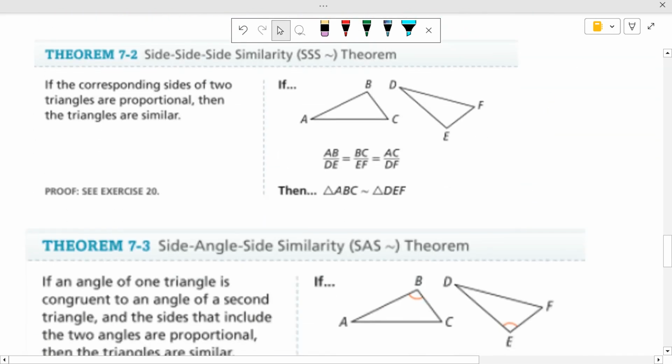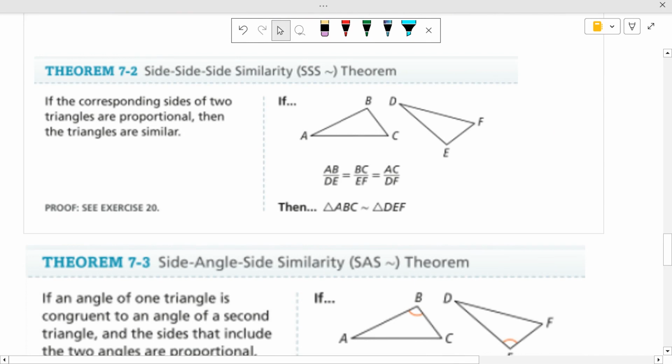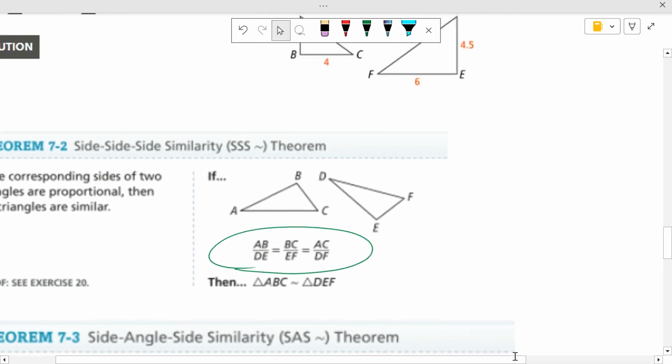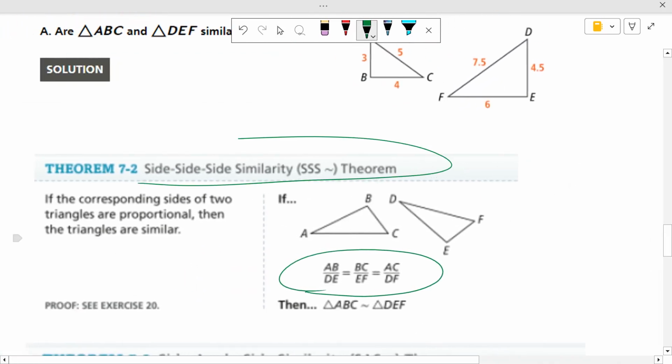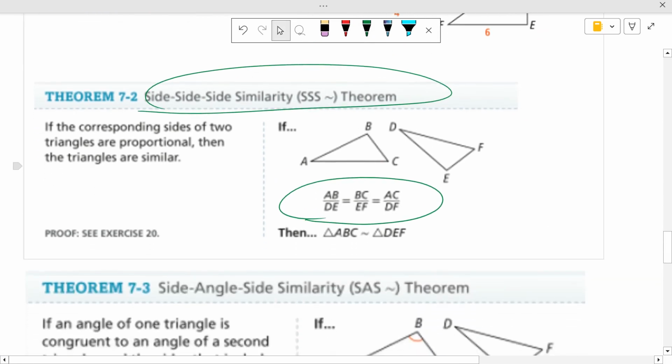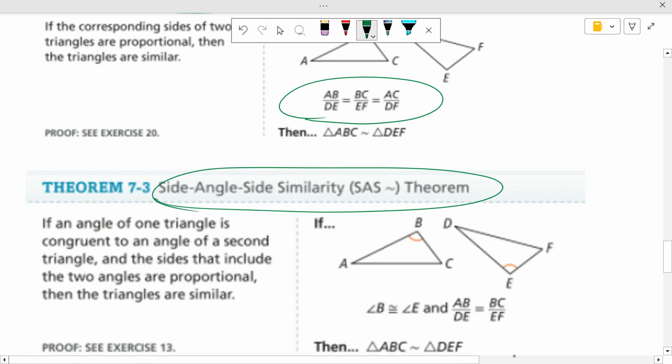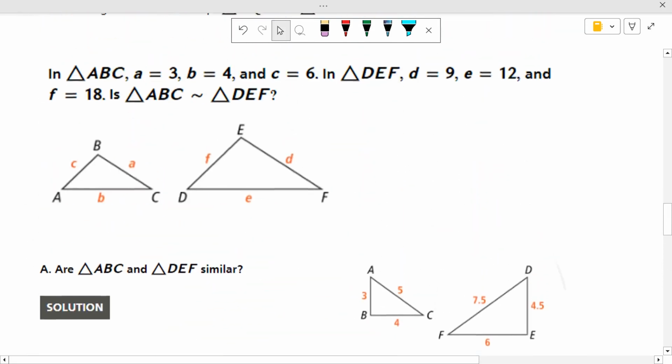Okay, the other two ways for triangles to be similar are if all three sides are proportional. So the side-side-side similarity theorem says all three sides have to be proportional, or the side-angle-side similarity theorem says two sides that surround the congruent angle. So if two angles are congruent in different triangles, if the sides that surround the angle are proportional, then the triangles are similar. Not congruent, but similar.